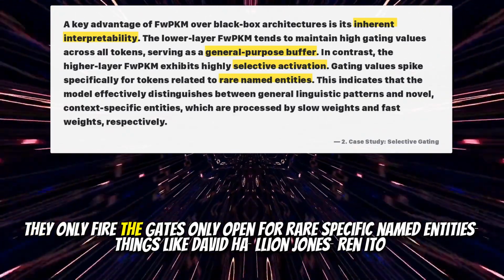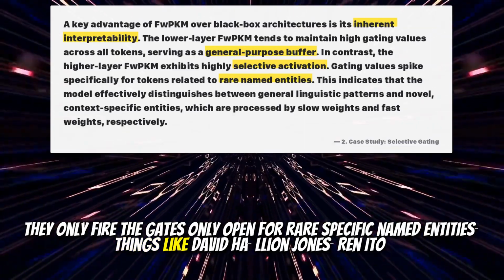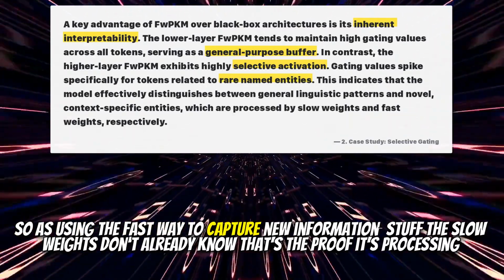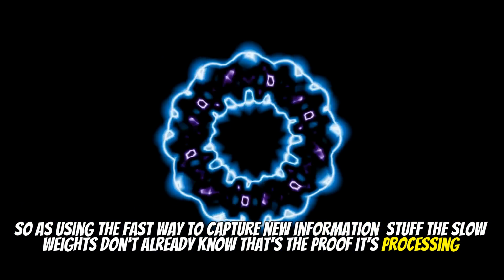They only fire, the gates only open for rare, specific named entities. Things like David Ha, Llion Jones, Renito. So it's using the fast weights to capture new information, stuff the slow weights don't already know. That's the proof. It's processing novelty.